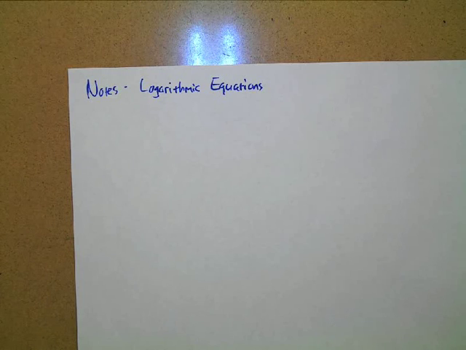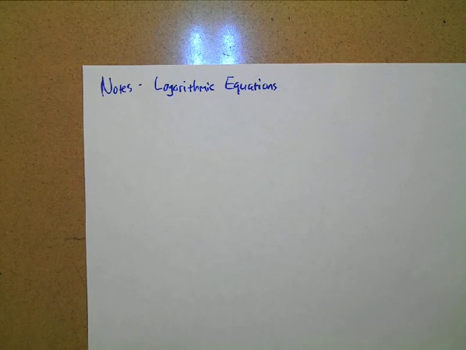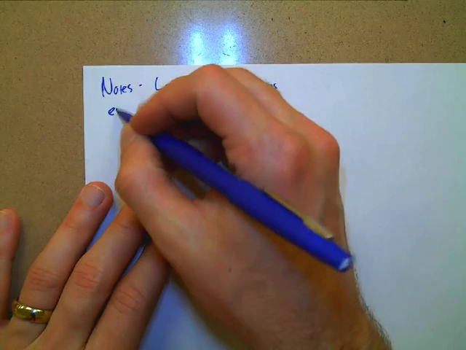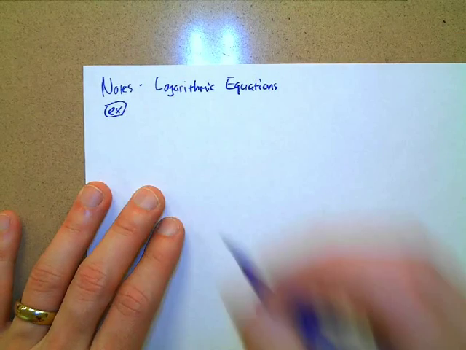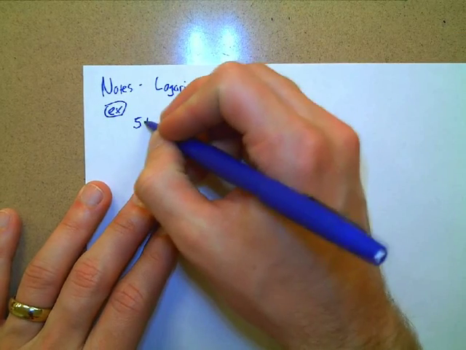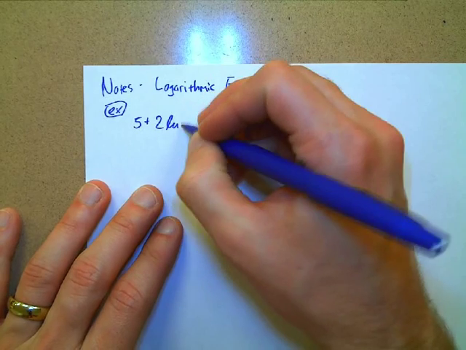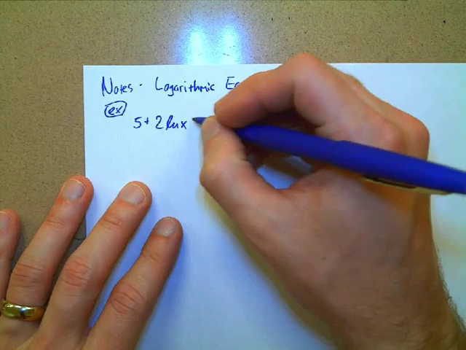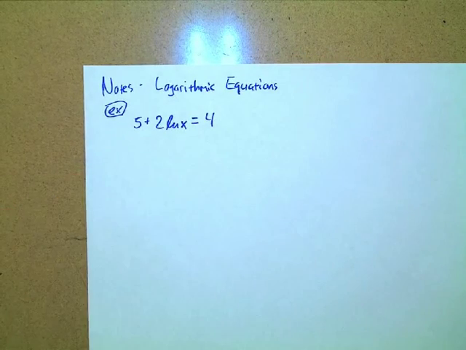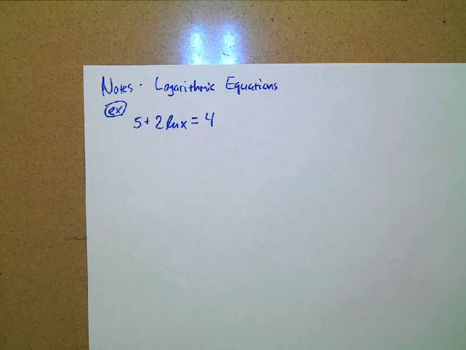So the good news about solving logarithmic equations, or equations with logarithms in them, is the steps are very similar to what we did with solving equations with exponentials yesterday. So let me start out with an example here. Let's say we've got 5 plus 2 times the natural log of x equals 4. Okay, so it's a logarithmic equation. It's an equation with a logarithm in it.